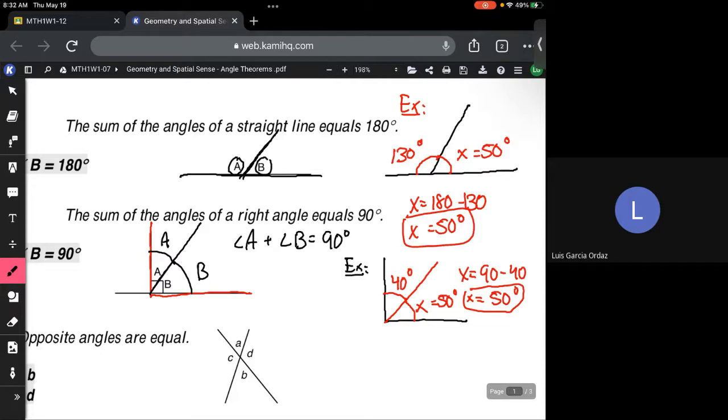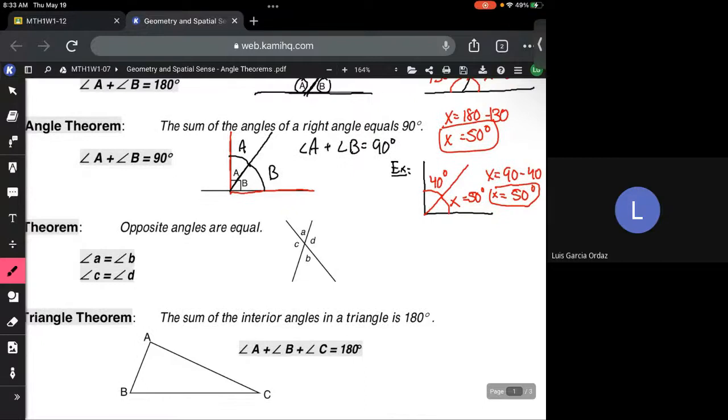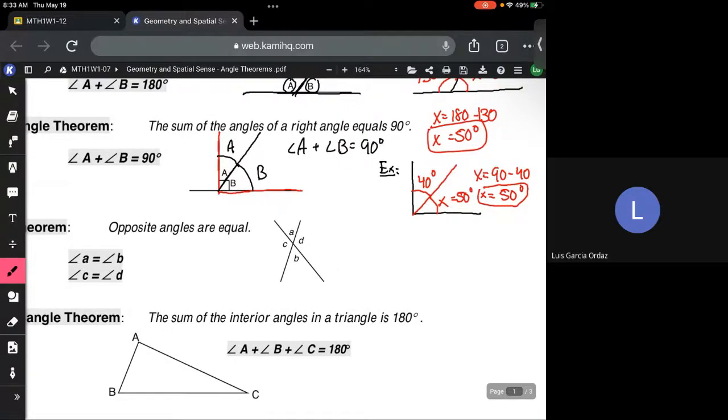Okay, so next theorem. For the next theorem, it's called opposite angles. That means angles that are opposite from each other. Opposite means across. So if they're across from each other, they're the same angle.